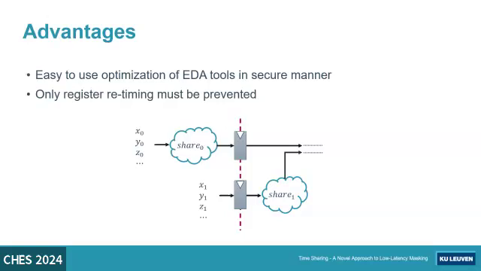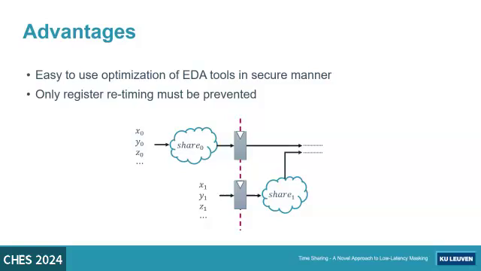Another advantage is that with this approach, it becomes very easy to use optimization of EDA tools to make your circuit smaller. Normally this is, let's say, a double-edged sword. If you allow your tools to optimize your code, you have to be very careful because tools are not security aware and they're going to take out things or add things that make your circuit insecure. So you have to define a lot of modules and tell the tools what they can touch and what they cannot touch, and so on.